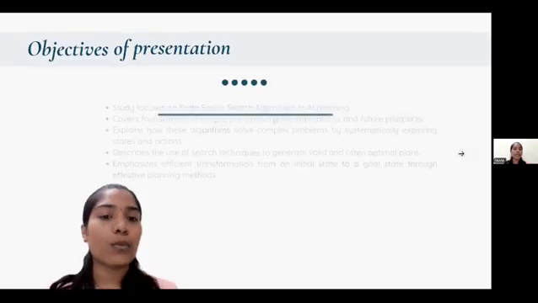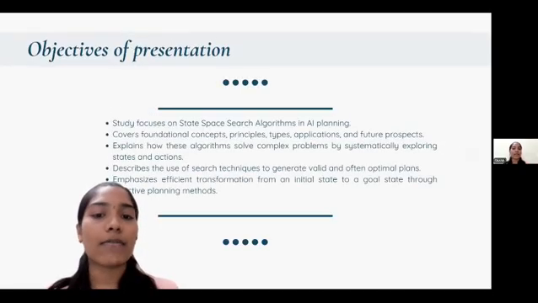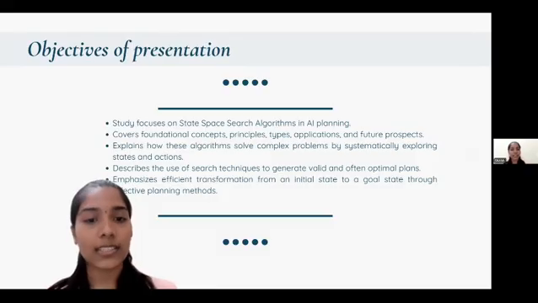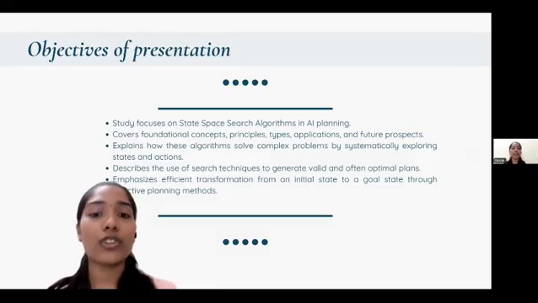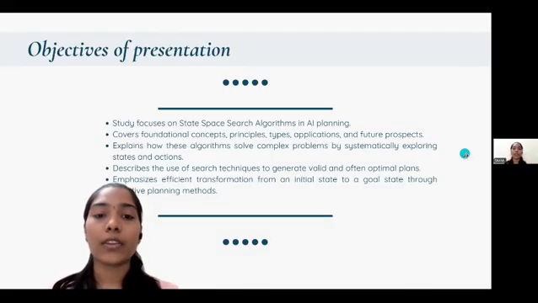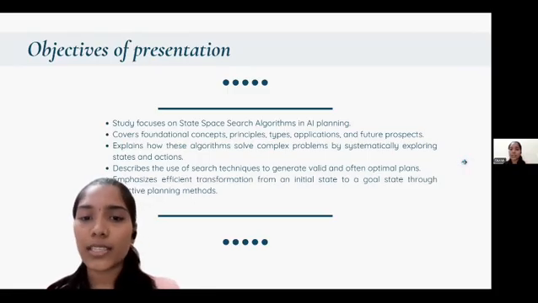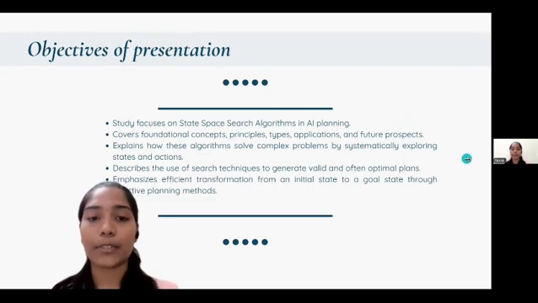Now, let's see what I'll be conveying today. The objectives of my presentation are to understand what a state space search algorithm is, how it works, its principles, the types of search algorithms, some applications, and finally, a look at future trends and challenges. So, by the end of this presentation, you'll have a clear idea about the importance of AI concepts.